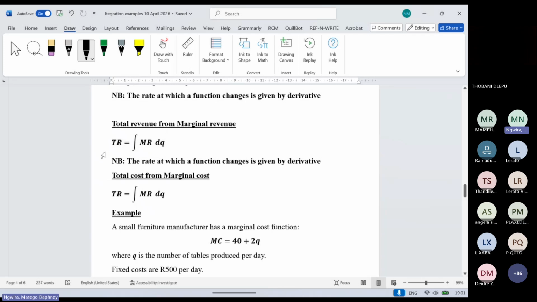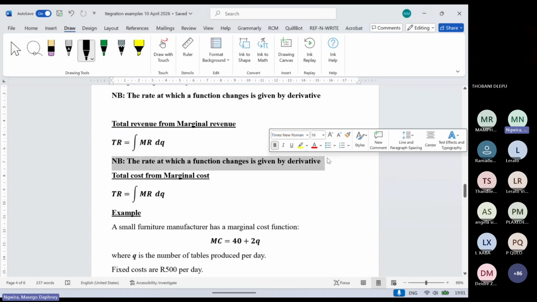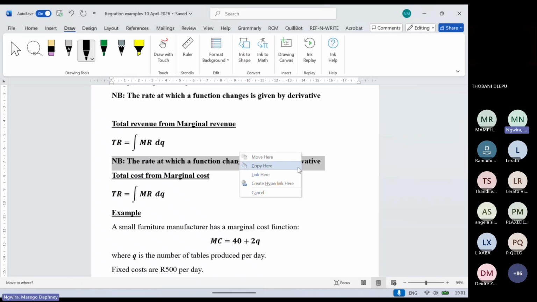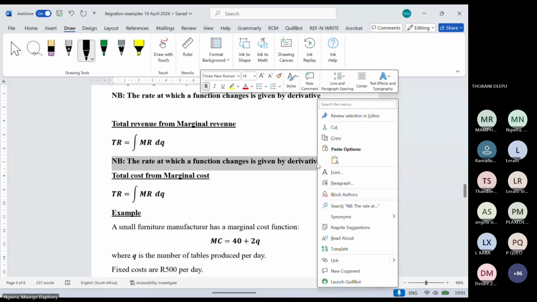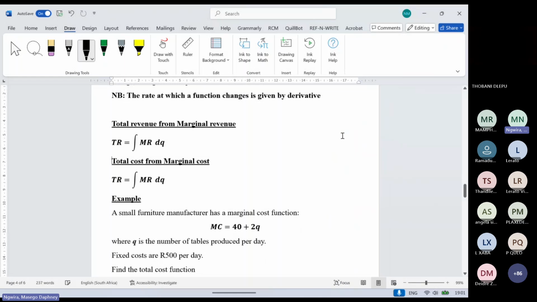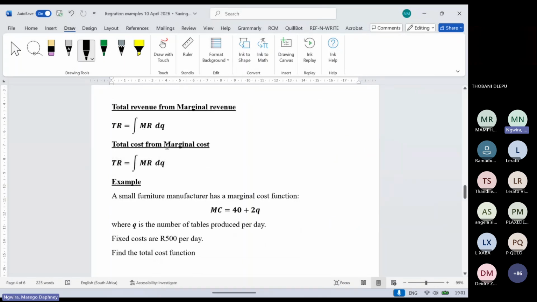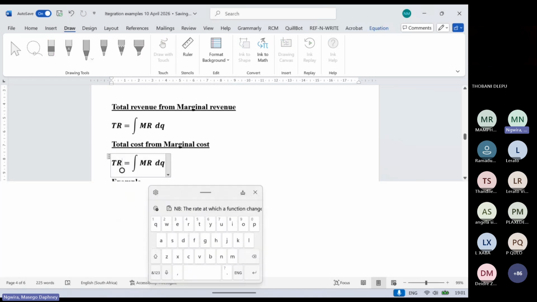Oh, why am I repeating the same thing? Okay, let me just cut. And then total cost from marginal cost, we also integrate the marginal cost. Why did I say revenue here? This is cost. Sorry for that.